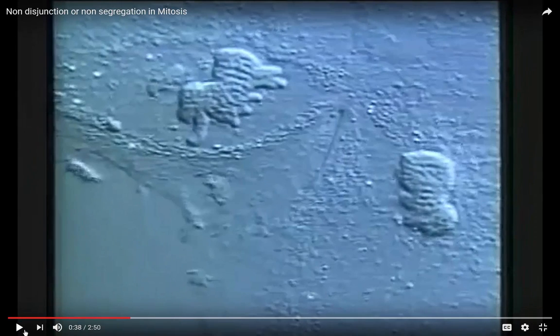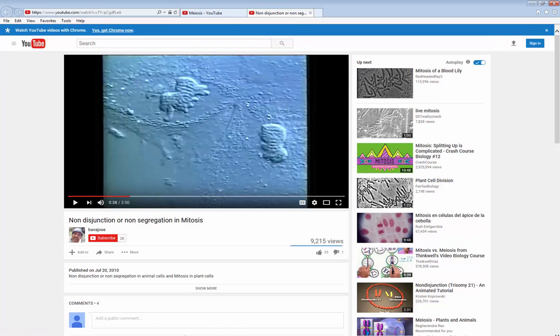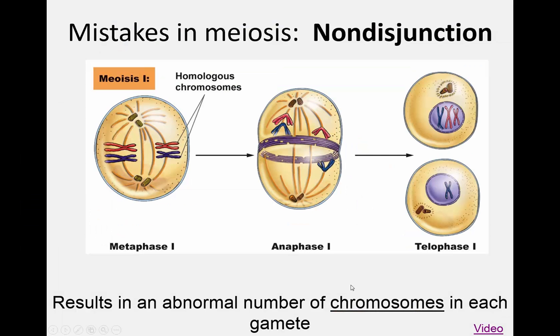But sometimes they don't die. In other words, you could have a gamete that is just fine, but it just has too many or too few chromosomes, and that could result in the baby having too many or too few chromosomes. And so we're going to talk about a couple conditions here that can result due to what's called non-disjunction.